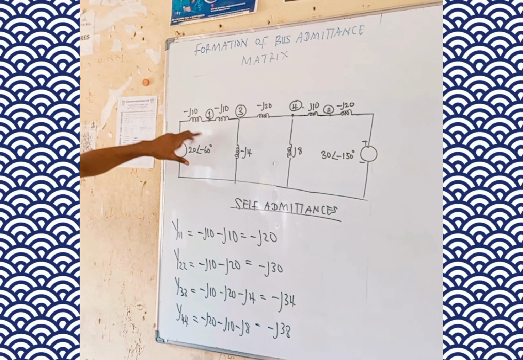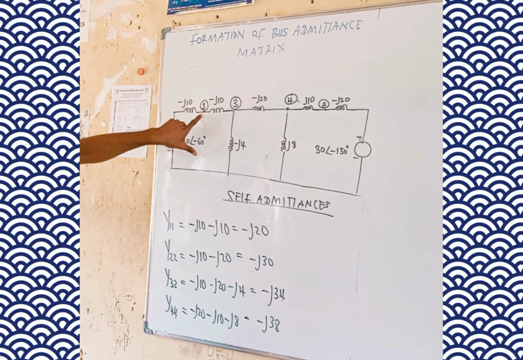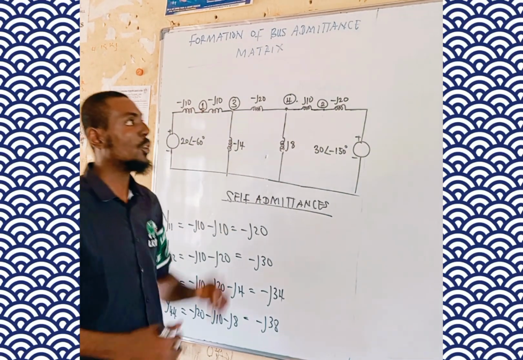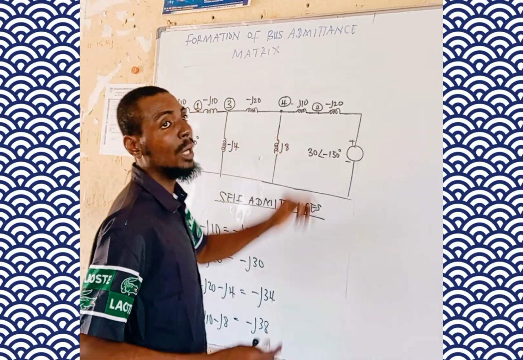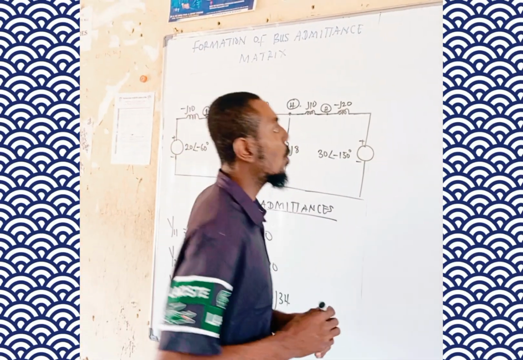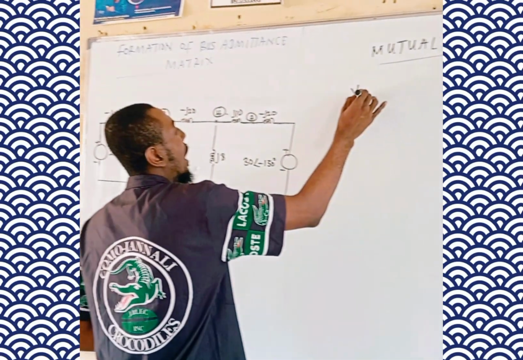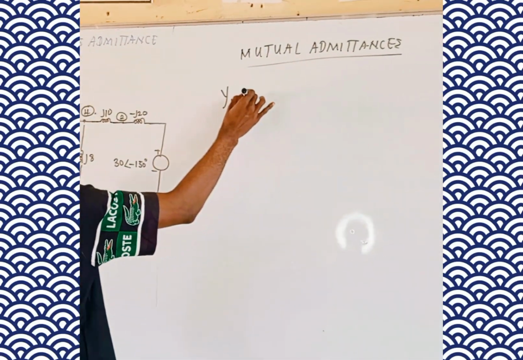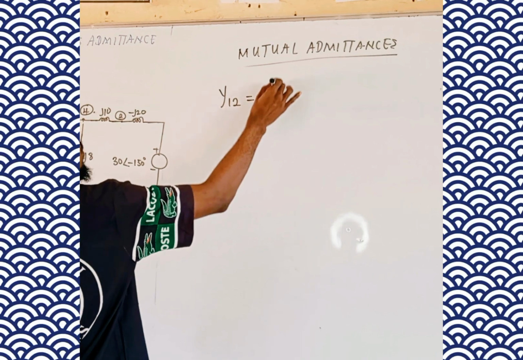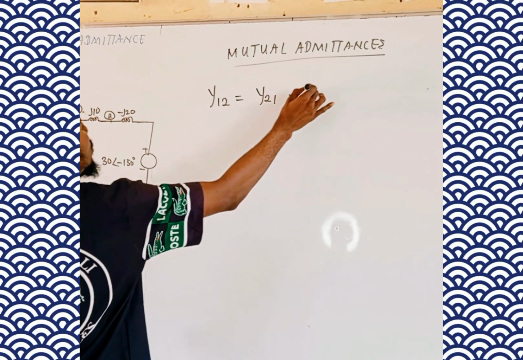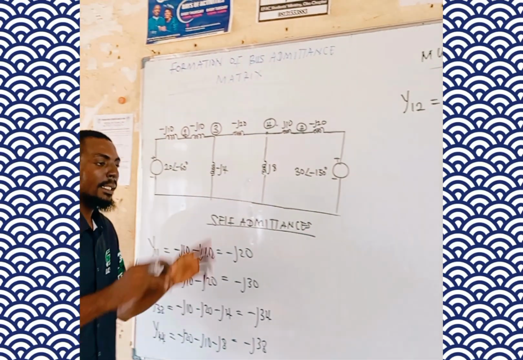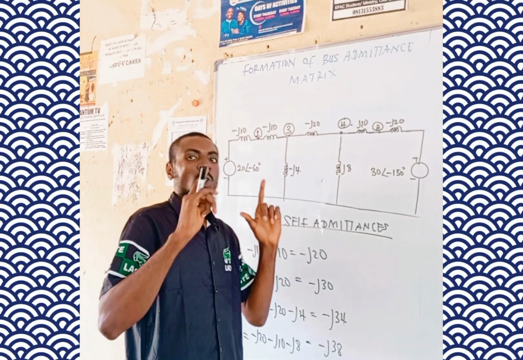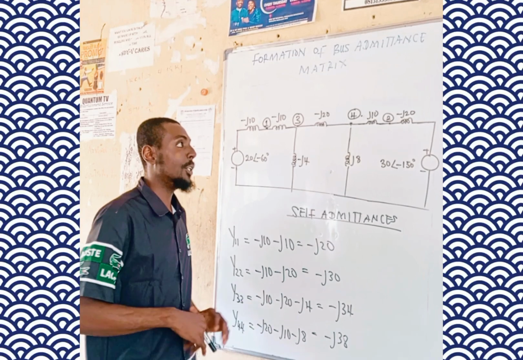The admittance between bus 1 and bus 2: of course, bus 1 is not connected to bus 2. See, this bus 1 and this bus 2, they are not connected. So we have Y12 is equal to Y21, which is equal to 0. And 0 means that 1 is not connected to 2, so we have 0.